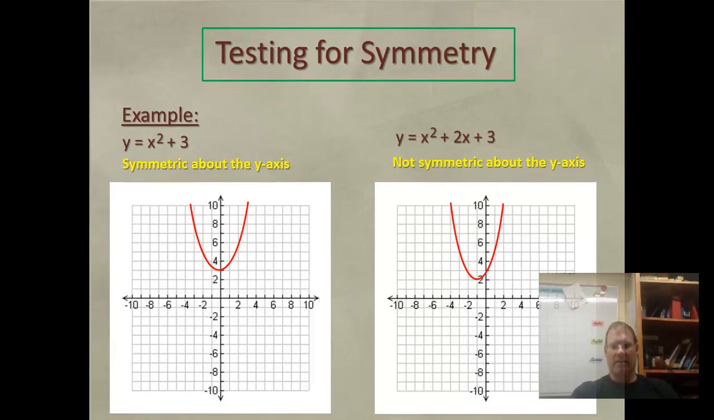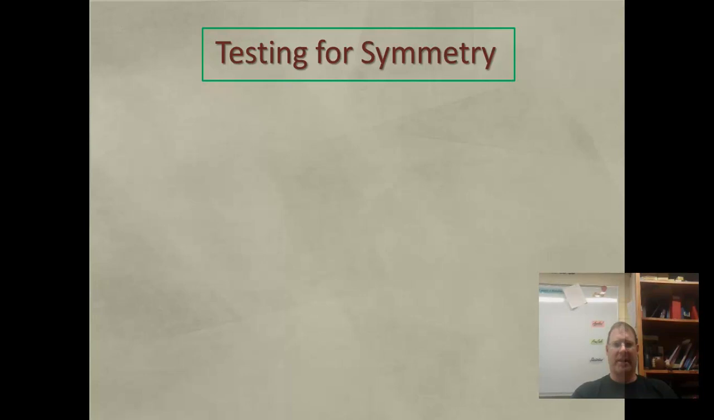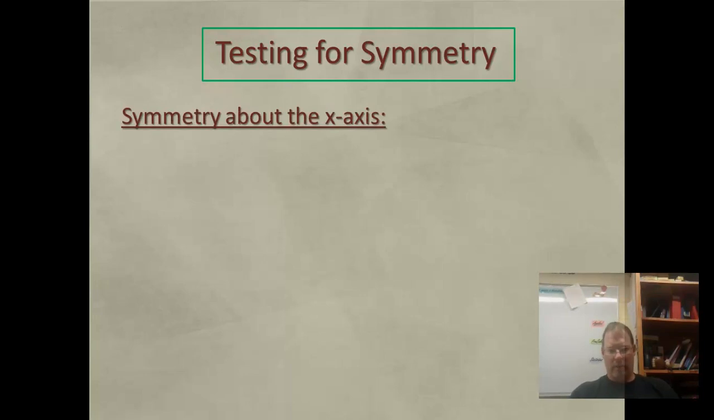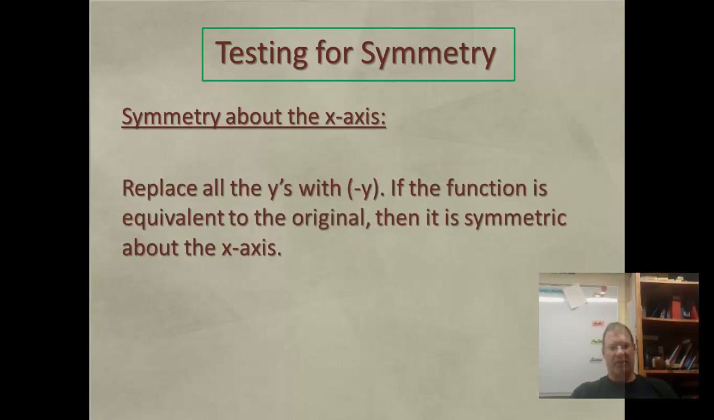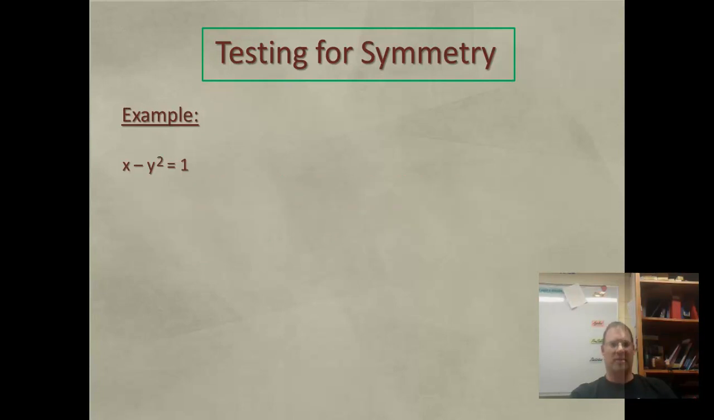Alright, the test for symmetry about the x-axis. Replace all the y's with a negative y. And once again, if the resulting equation is equivalent to the original, then it is symmetric about the y-axis. I'm sorry, then it's symmetric about the x-axis. Alright, so let's take a look at this example.